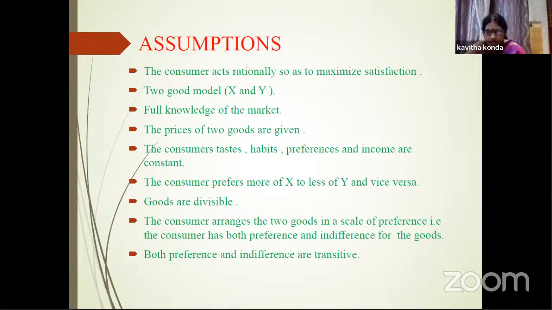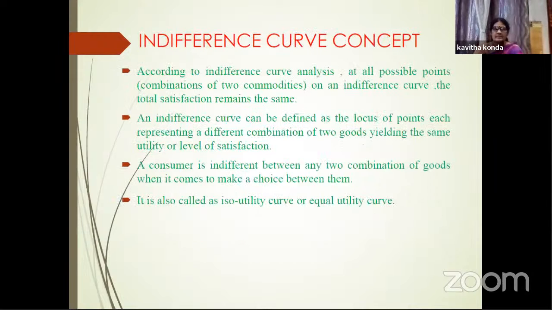That is the transitiveness. A is giving larger utility than B, and B is giving larger than C. Alternatively, A is more than C. That is the transitivity, and that transitivity is explained in this indifference theory. So both preference and indifference are transitive. By assuming these assumptions, we'll go to the indifference curve concept.